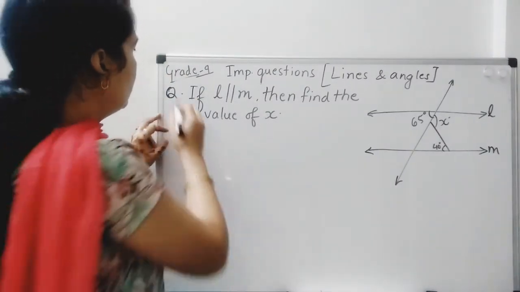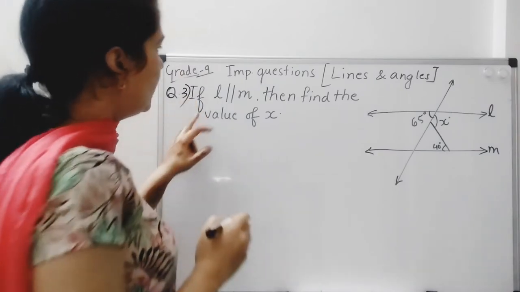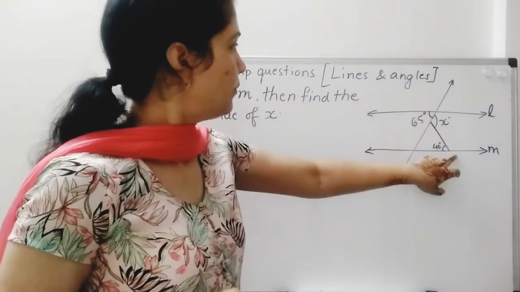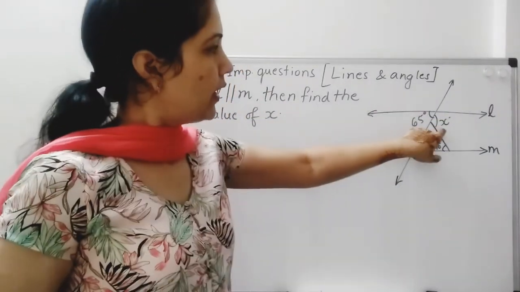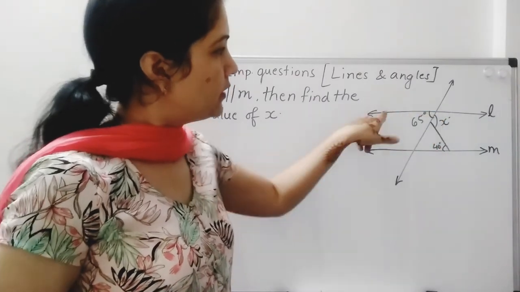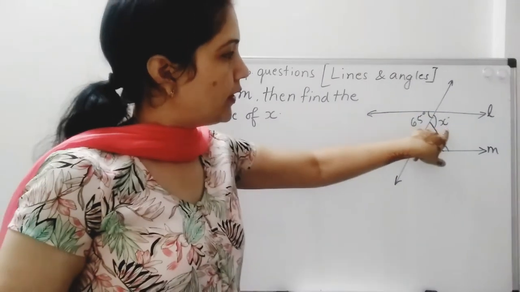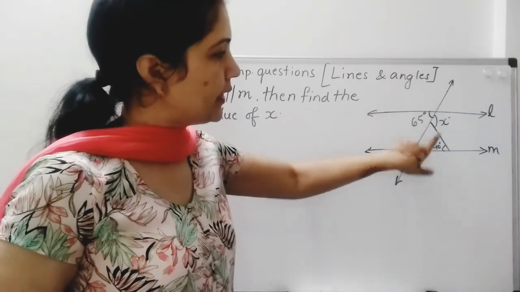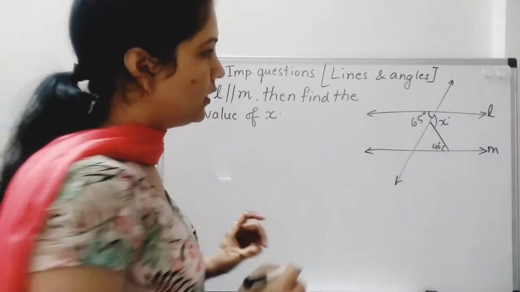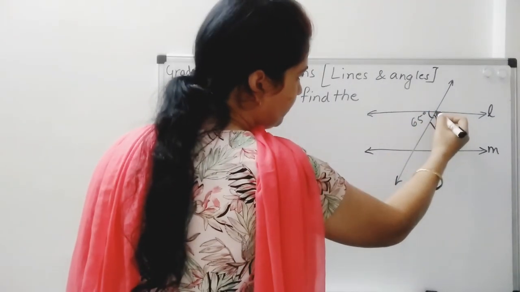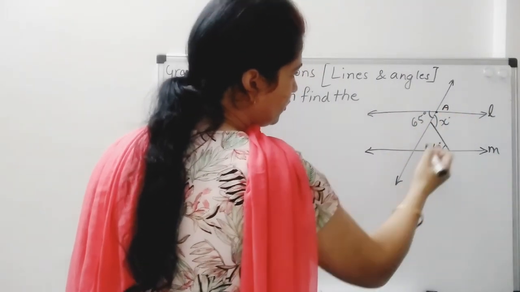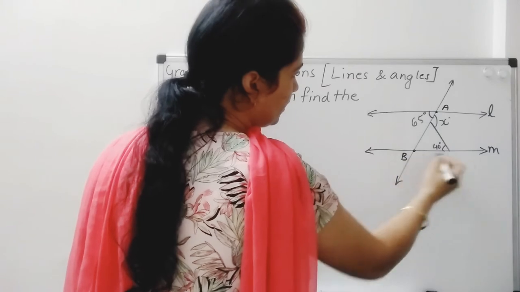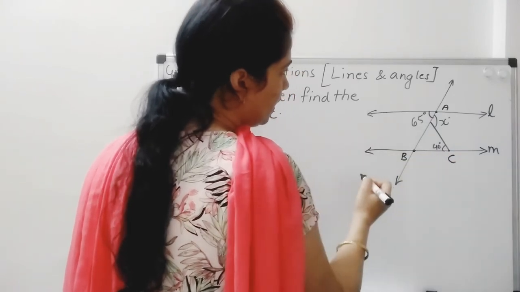So the question is here, question number 3. If L is parallel to M, then find the value of X. Okay. L is parallel to M. We have to find the value of X. This angle's value is given and this angle's value is given. So first of all, we will give the names. We will give some points. Suppose this is A, because points I have not given. B, this is C. Okay.